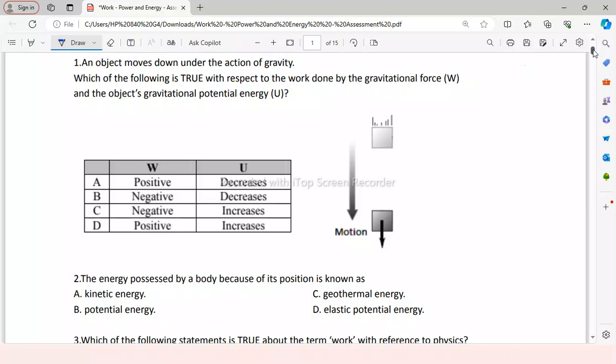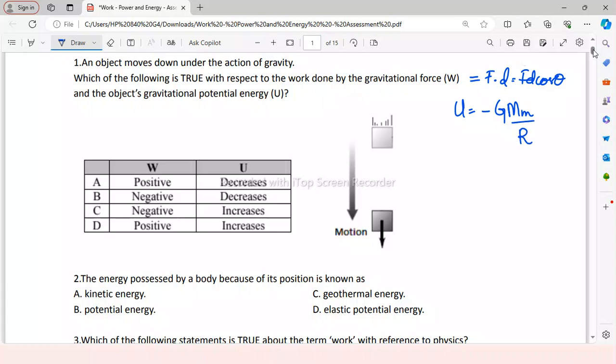In today's video, we are going to discuss some past paper questions from work, power and energy. It says an object moves down under the action of gravity. Which of the following is true with respect to the work done by the gravitational field, which is the dot product of force and displacement, that is Fd cos theta, and the object's gravitational potential energy, which is negative of gravitational constant, mass of Earth, mass of object, divided by the separation between them.